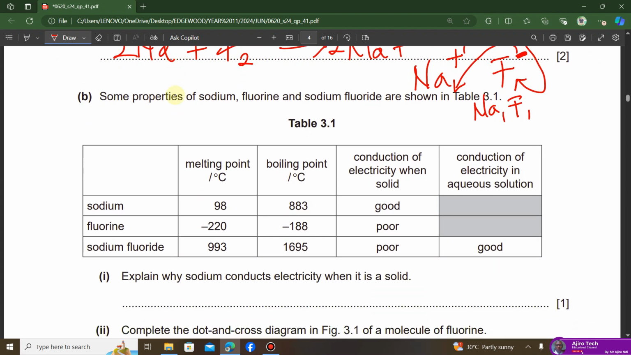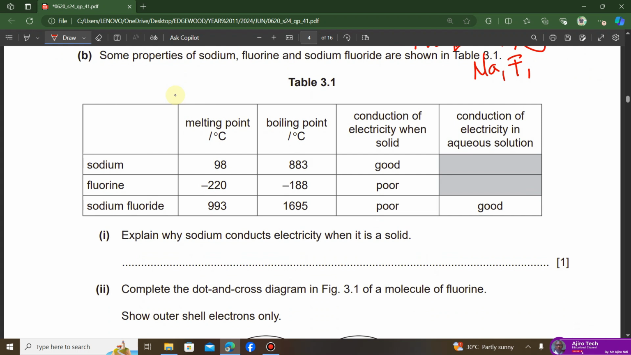All right. So moving to the next question, we have the table, and we are asked to explain why sodium conducts electricity when it's a solid. Now, you recall that sodium is a metal, and metals, from the description of the metallic bond, you know that it's a lattice structure of positive ions. So the metal is a lattice structure of positive ions, okay, and these positive ions are surrounded by delocalized electrons.